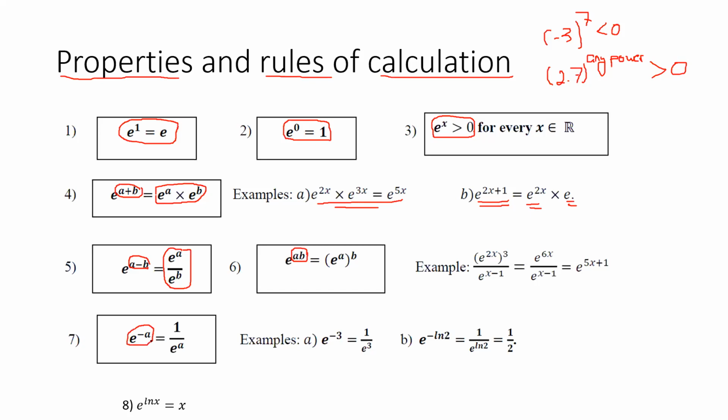Seven, if we have a negative power, e to the negative a, how do we make it positive? We bring it down to the denominator, we put it 1 over e power a. 1 over e to the power a. Okay, you know these properties from grade 7. Now the last one, it is a new one, e to the ln x. E and ln simplify each other, e to the ln x equals x.